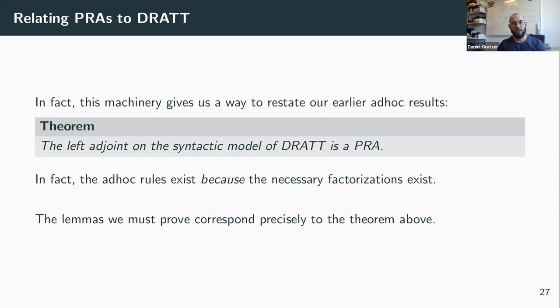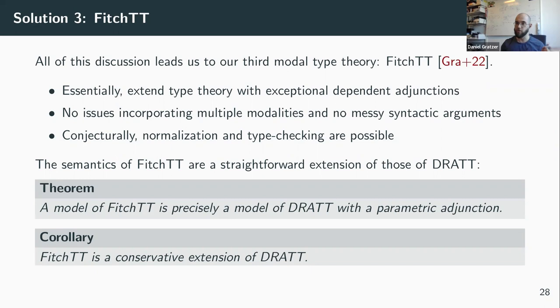And one nice thing is that this gives us a way to return to those earlier syntactic lemmas that we were proving. So what were we really showing when we were constructing these ad hoc elimination rules? Well, we were showing that the left adjoint in the syntactic model happened to be a PRA. So if you investigate the proofs in these earlier papers, you can see that they're precisely showing that you have a PRA on syntax. And the lemmas that we had to prove in order to make it work were exactly showing that that's what was going on.